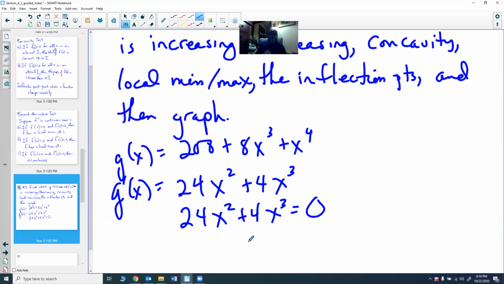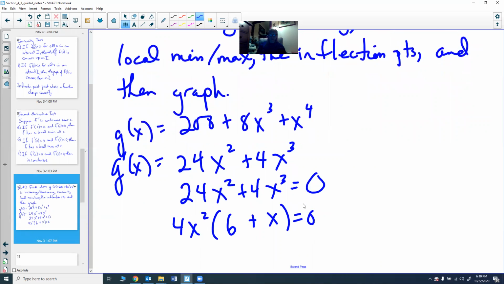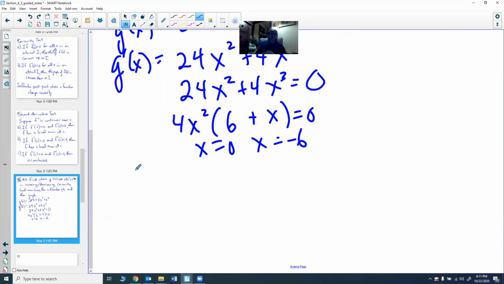So 24x squared plus 4x cubed equals 0. Factor out 4x squared, it looks like, and you're going to get 6 plus x equals 0. Okay, so we now have that. So that tells me that we have x equals 0 and x equals negative 6 as our critical points.